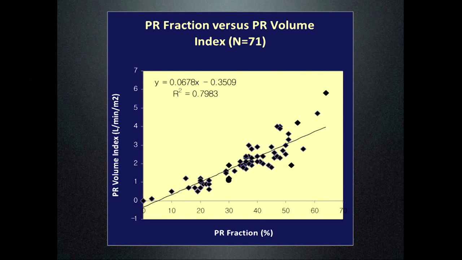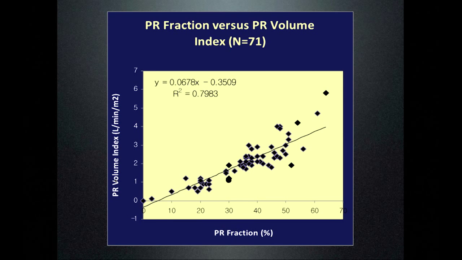Okay. So this is the correlation between pulmonary regurgitant volume and the pulmonary regurgitant fraction. As you can see, there is a very good correlation. However, there is a little bit of scatter, which means that the regurgitant fraction and the volumes are not completely matching each other, because the PR volume especially is heavily affected by the ventricular systolic function too.